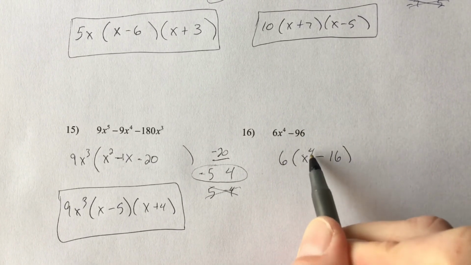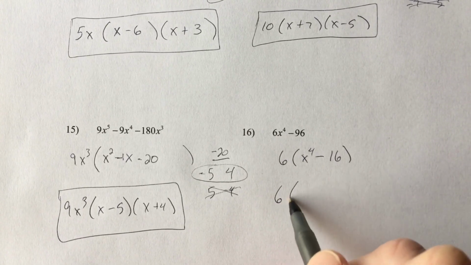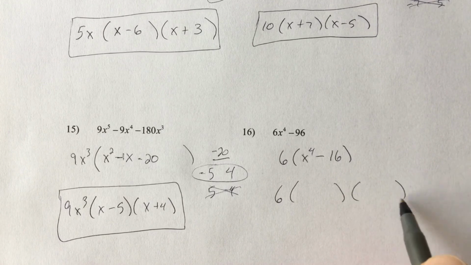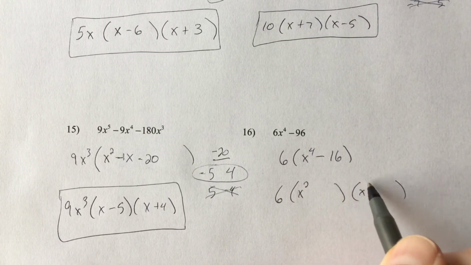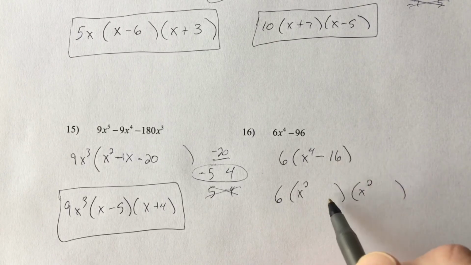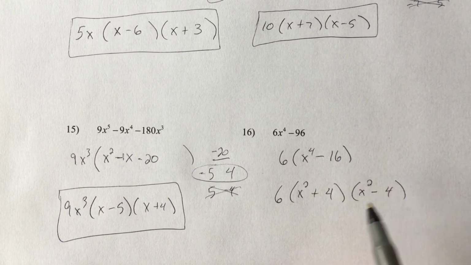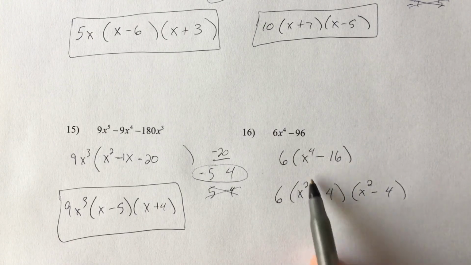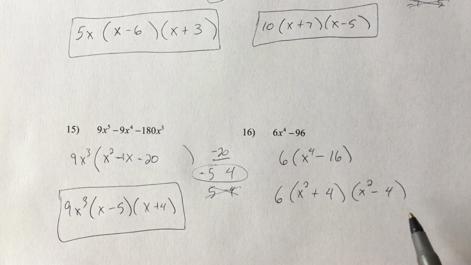Okay. Now, this is two terms subtracting, so I'm going to do difference of squares. And I say, well, what times itself equals x to the fourth? That's x squared times x squared. And what times itself equals 16? That's 4 times 4. One of these is plus and one of these is minus. That's real good. If you pulled the 6 out and you broke that into those two, that's really solid.